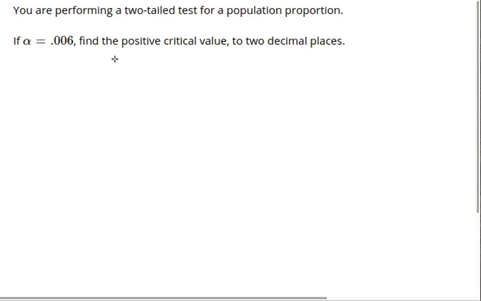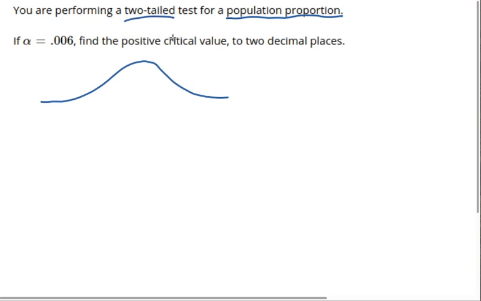You are performing a two-tailed test for a population proportion. If alpha equals 0.006, find the positive critical value to 2 decimal places. Now, because this is a population proportion, I know I'm going to be using the normal distribution.